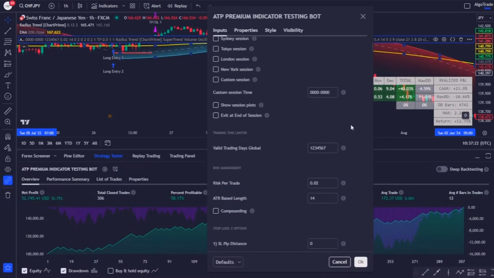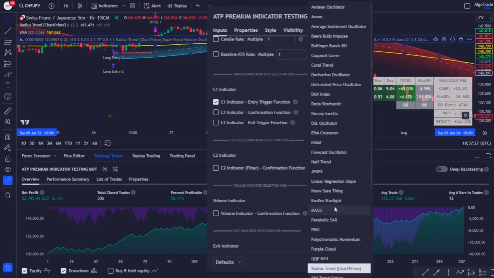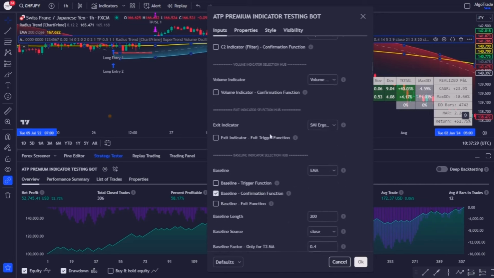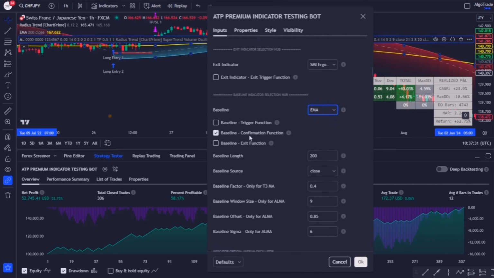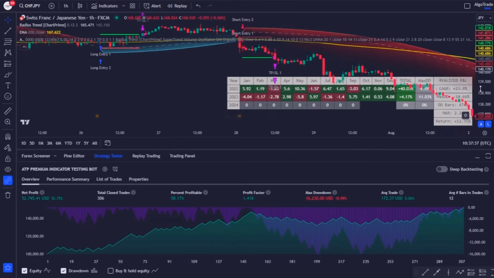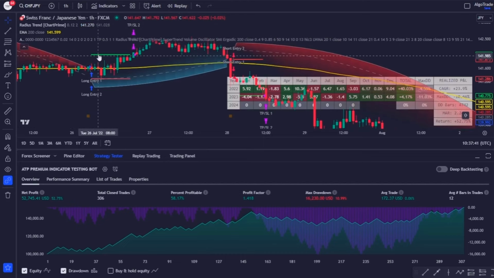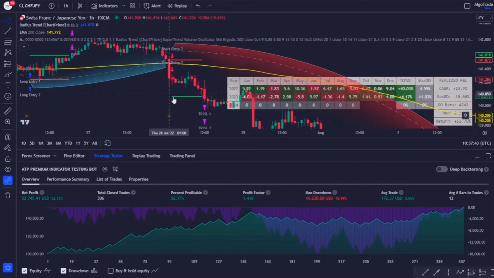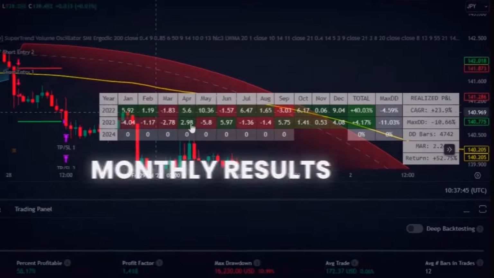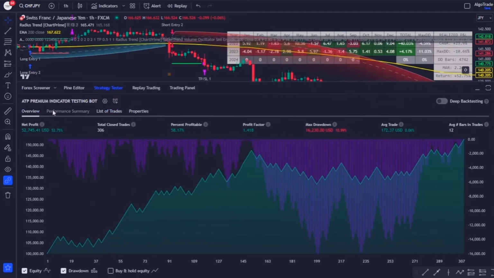Once we have set all the conditions we discussed earlier, including the radius trend with entry trigger function, the 200 period EMA for baseline, and the right risk management rules, the trading bot will display every valid trade on the charts with a respective stop loss and take profit, and it is quite precise as you can see. Besides that, it also provides the monthly results here in this table and the overall statistics for each asset in the Strategy Tester tab.